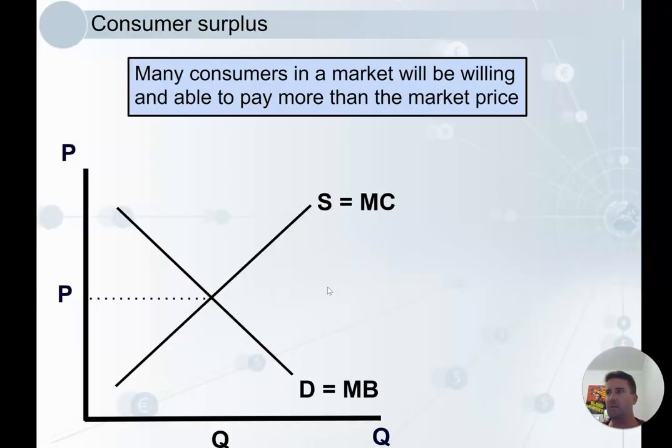Now that's the way we see it on an individual level. In a whole market, there's going to be lots of consumers who are willing to pay more than the market price. So what we say is that this whole triangle here is consumer surplus. So we'll be labeling that on diagrams throughout the rest of the course.